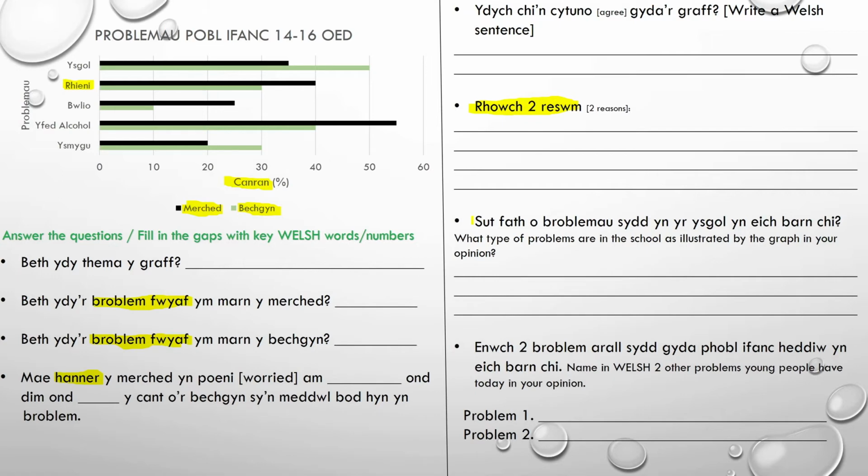What type of problems are in the school as illustrated by the graph in your opinion? So again, you need to read the graph and then you list the problems which are there. The biggest problems that you can see, in order then of the most concerning.